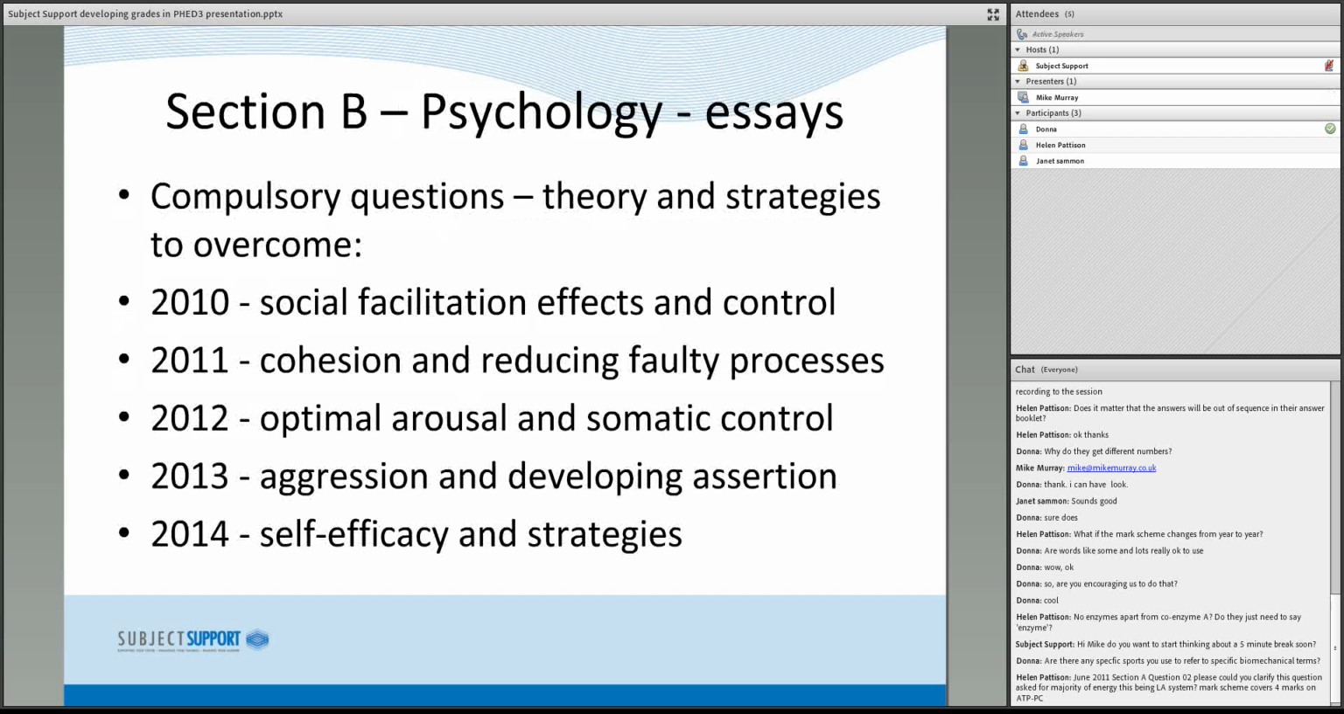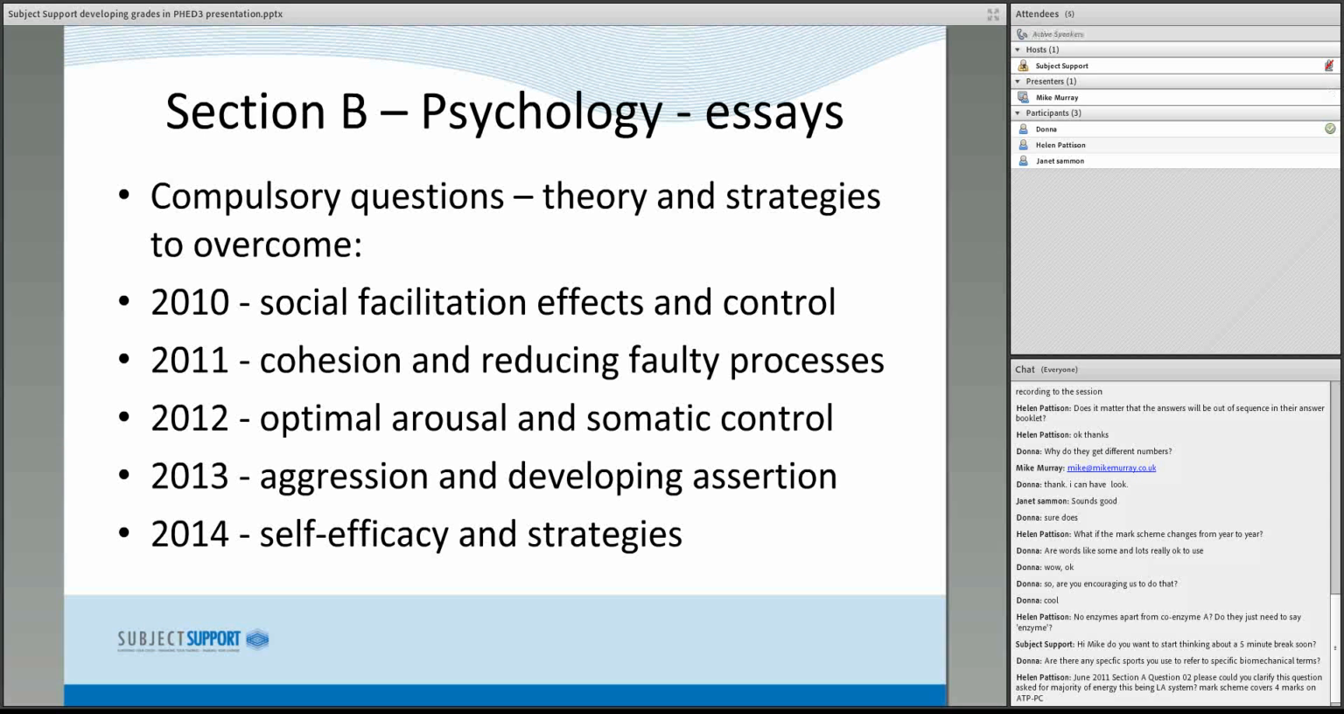Okay, let's do some psychology. We've had again the compulsory questions, and they're always in 2 parts. They're always theory and ways to control it. So social facilitation and ways to control the effects of an audience. Cohesion and ways to stop cohesion breaking down through faulty processes. Arousal and control of arousal somatically. Aggression and how to increase assertion. Self-efficacy and strategies to increase self-efficacy. So they've all got similar sorts of diagnosis.